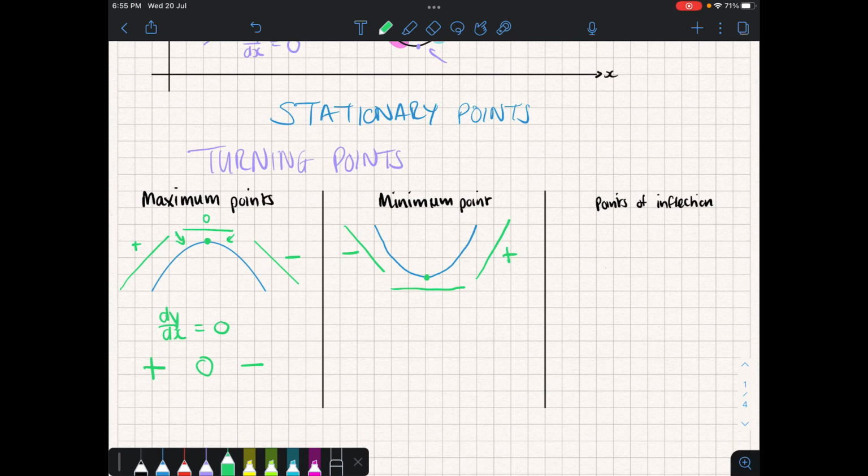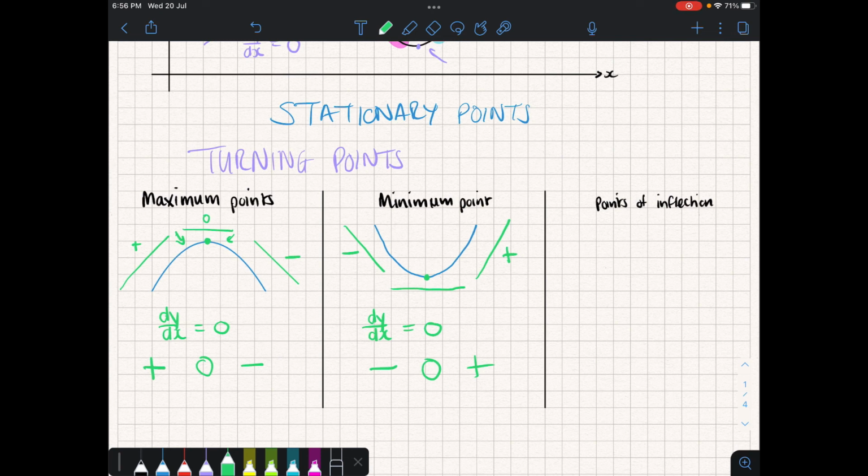But just like the maximum point, at that value, the turning point, the gradient itself is equal to zero. So if I wanted to determine if it was a minimum point, just before that point, the gradient is negative, at that point it is zero, and just after that point, it is positive. So we could look at values just before and just after, and we could determine whether this is a minimum or a maximum point.